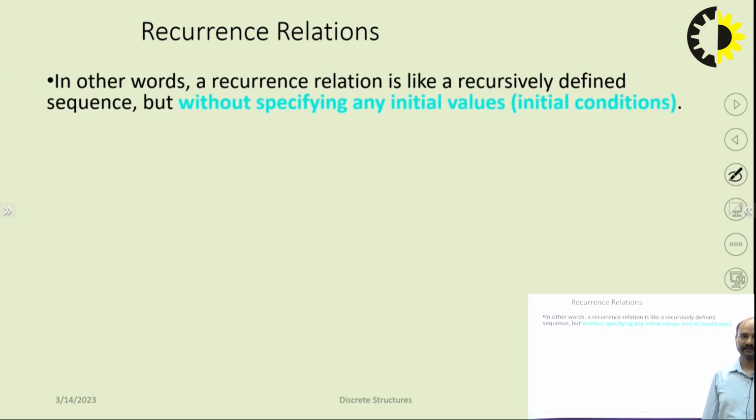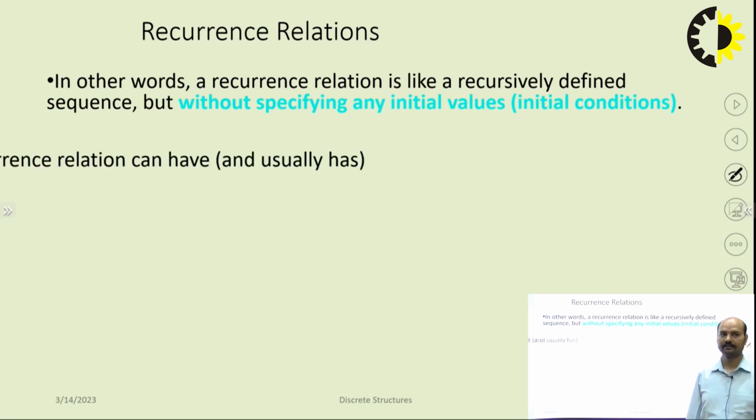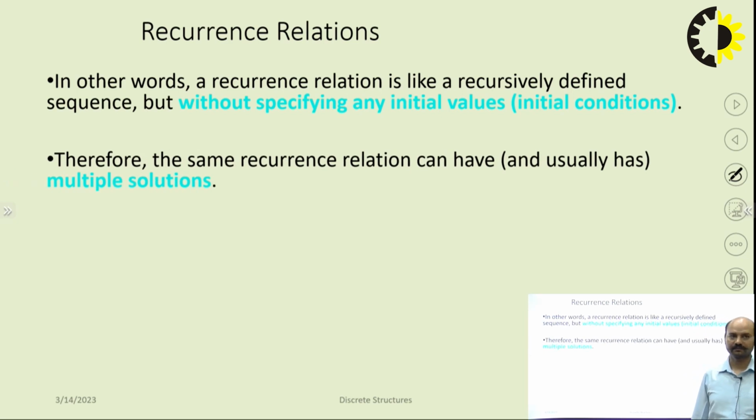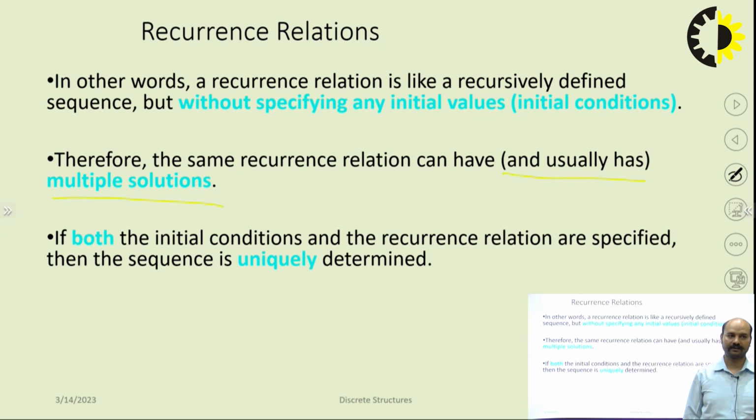In other words, the recurrence relation is like a recursively defined sequence, but without specifying any initial value, that is, the initial condition. Therefore, a recurrence relation can usually have multiple solutions. If both the initial condition and the recurrence relation are specified, then the sequence is uniquely determined.